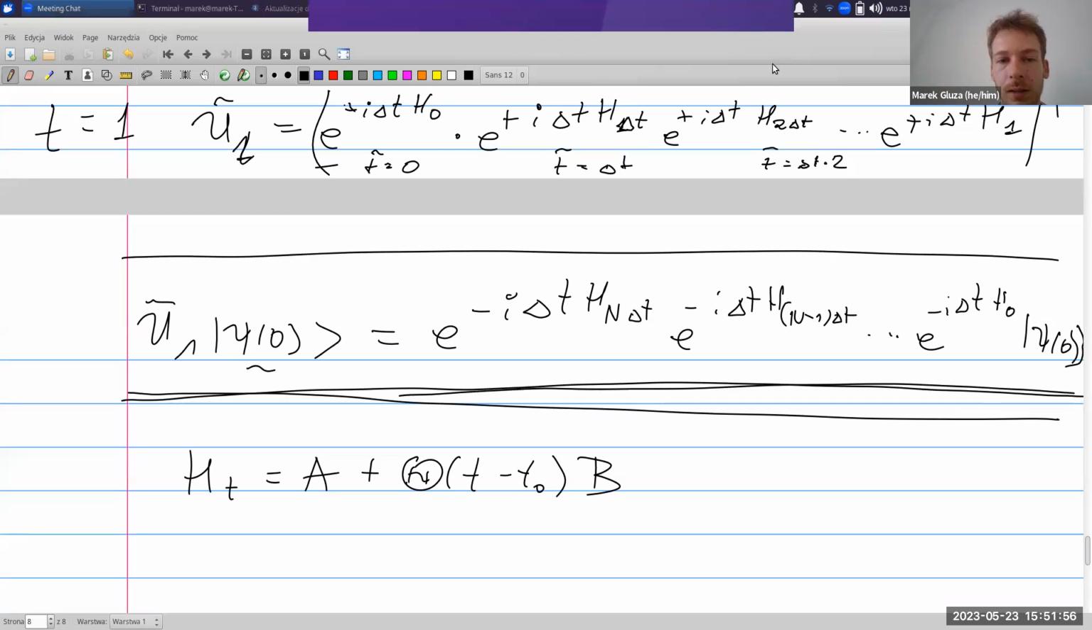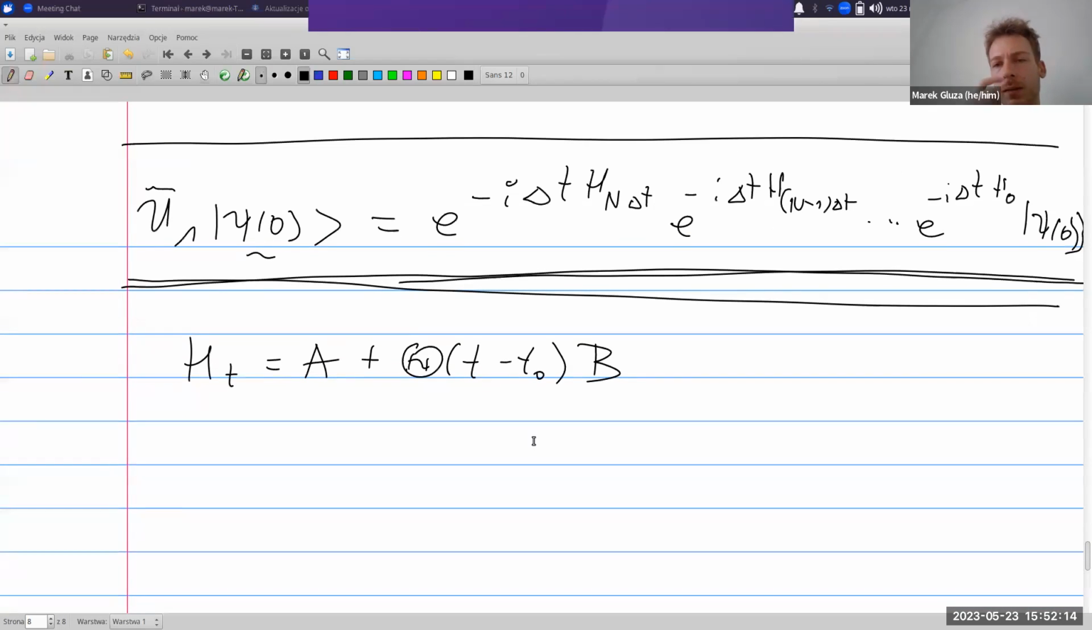I see something in chat. I have a question about quadratic Hamiltonians. This is any matrix d by d. So we are not restricting here to a Gaussian evolution. So this is in the full Hilbert space. Is quadratic Hamiltonian linear?